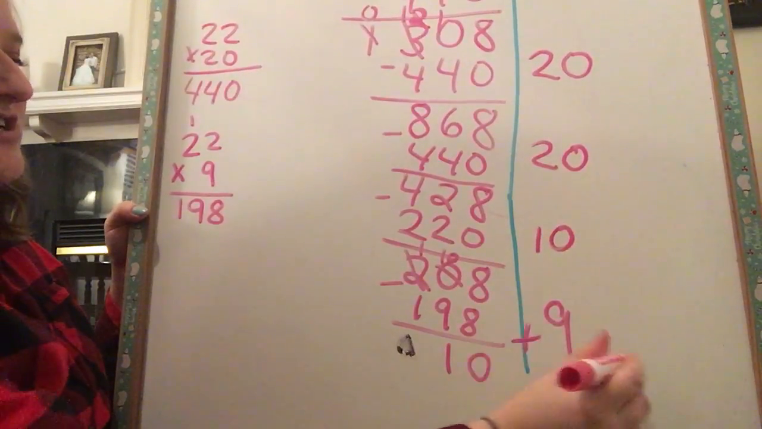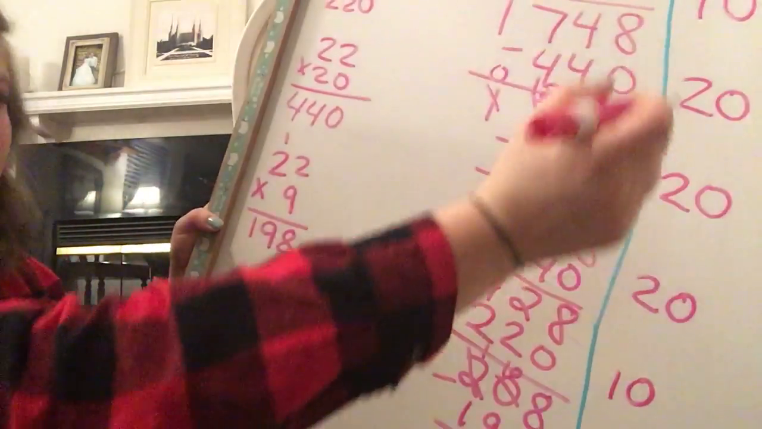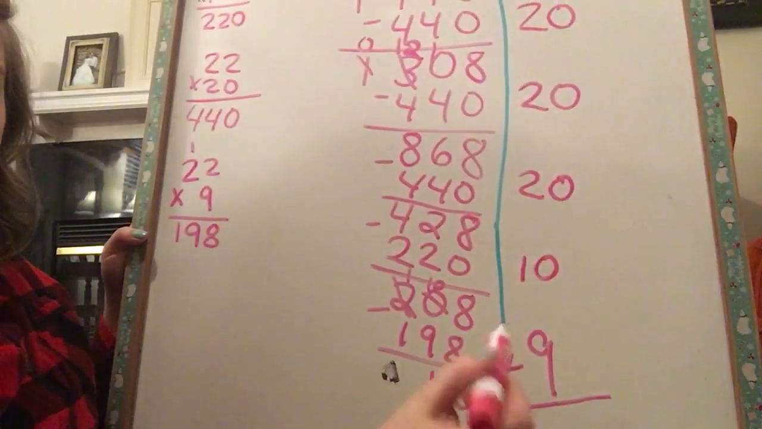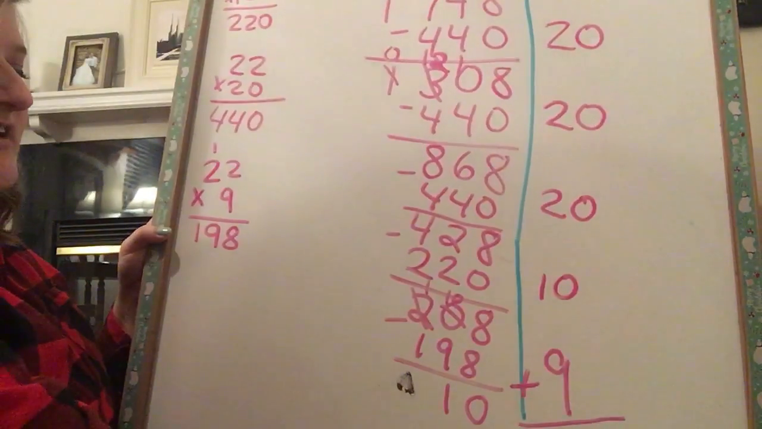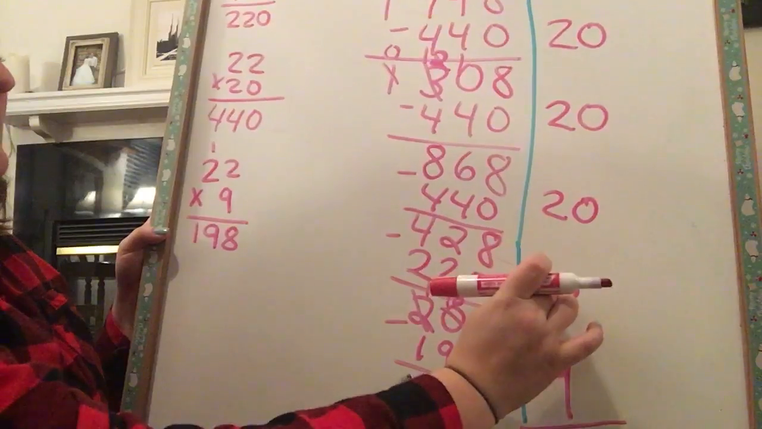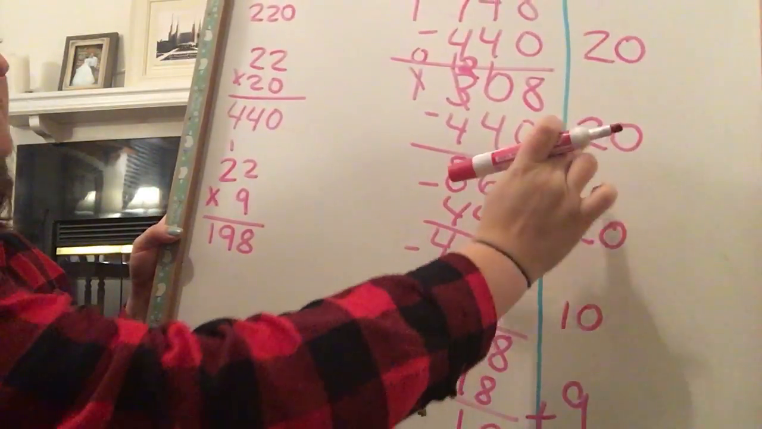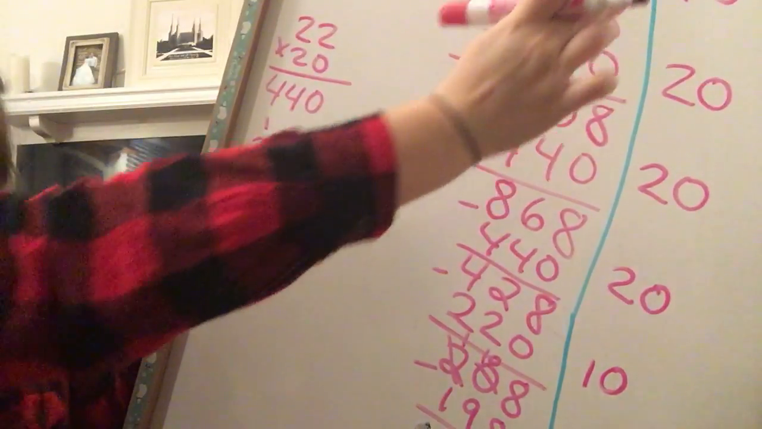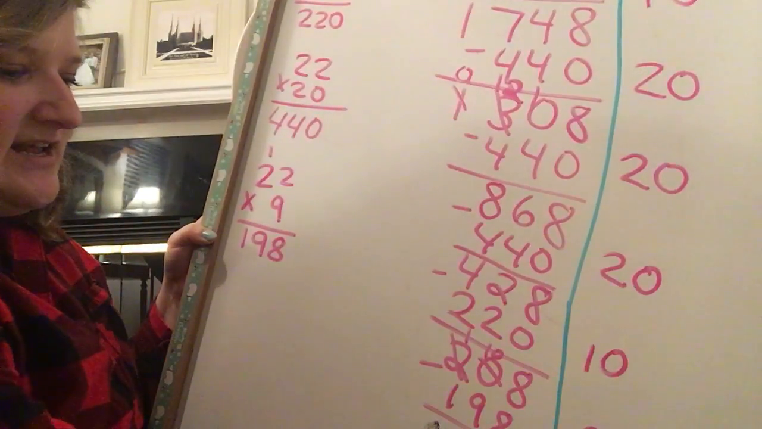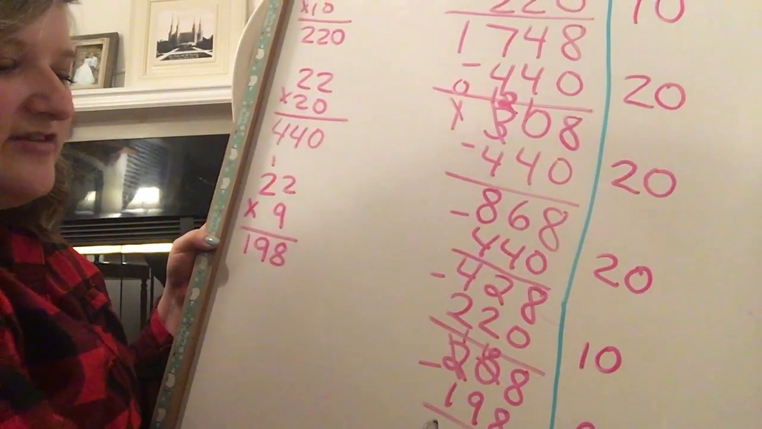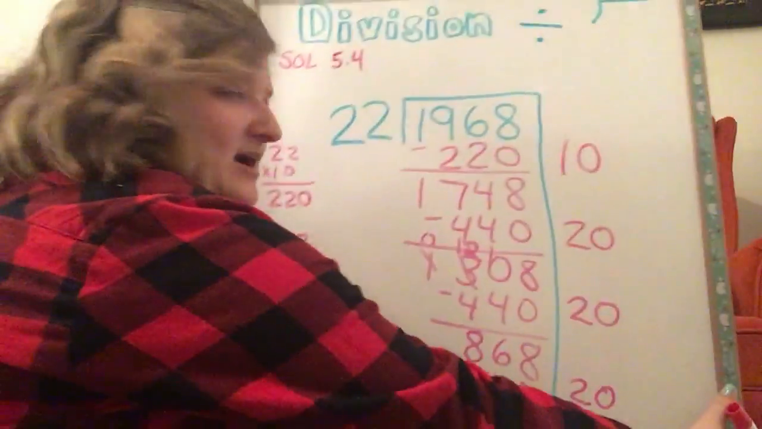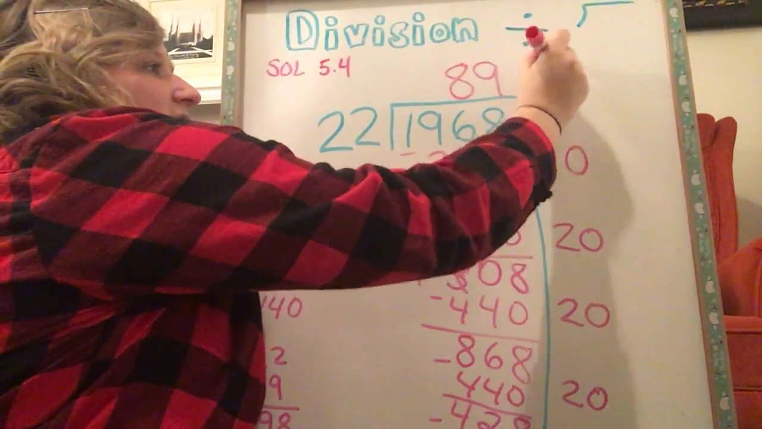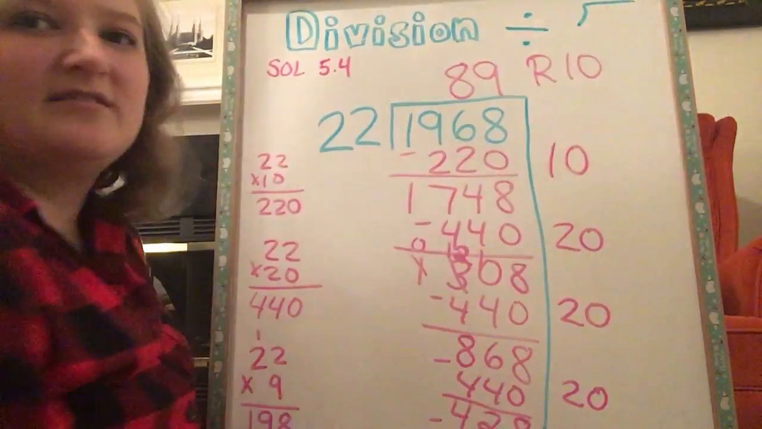Let's go ahead and figure out how much I did all together. I got to go all the way back up. I'm going to add my 10 plus my 20 plus my 20 plus my 20 plus my 10 plus my 9. So in the ones, it's going to give me a 9. In the tens place, I have 1, 2, 3, 4, 5, 6, 7, all the way at the top, if you can see it, 8. 89 with a remainder of 10. So I'm going to bring that all the way back to the top. I have 89, remainder 10.